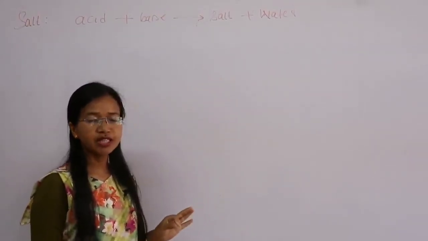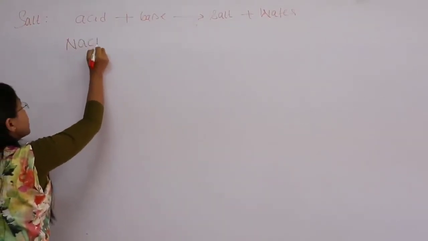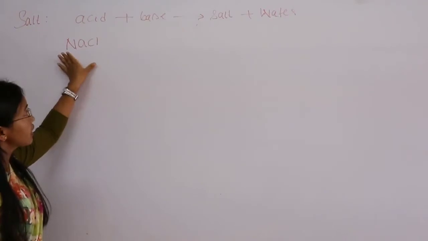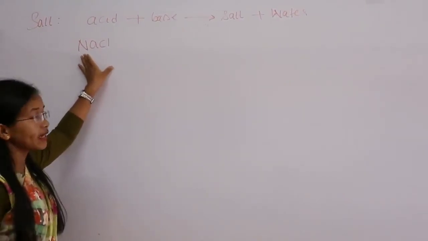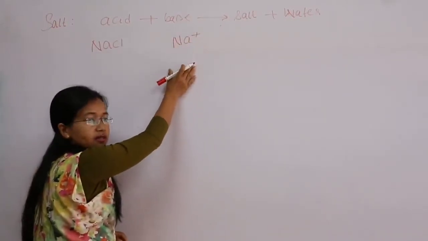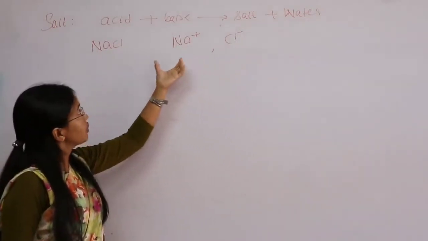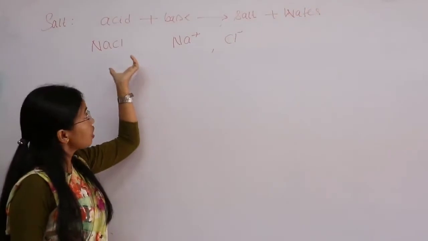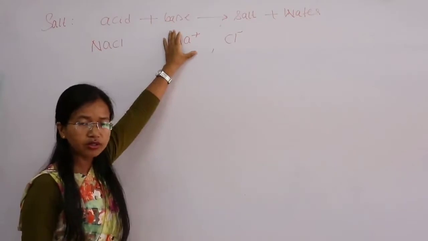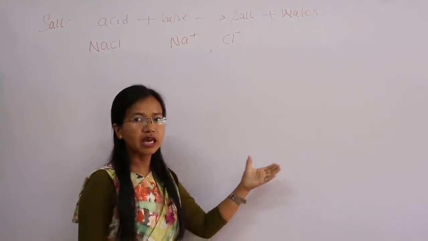For an example, let me take the common salt, sodium chloride. Here, sodium chloride, NaCl. This is the common salt that we use every day. And from this common salt NaCl, we will have the positive ion, which is from the base, and the negative ion, which is from the acid. So clearly we can define what is a salt. A salt is any ionic compound which contains the positive ion other than hydrogen ion and the negative ion other than the hydroxide or oxide ion.